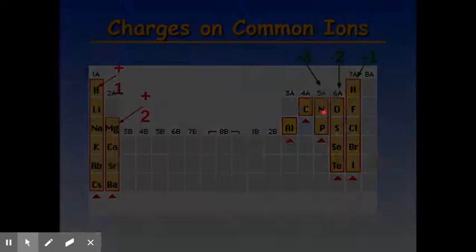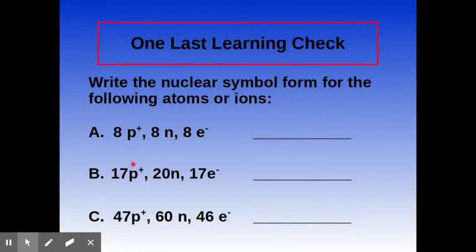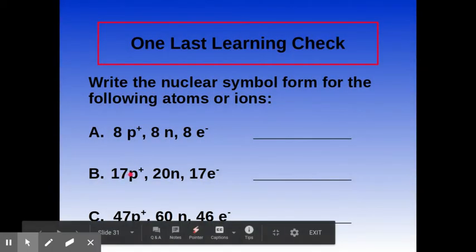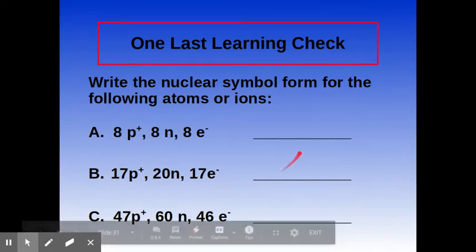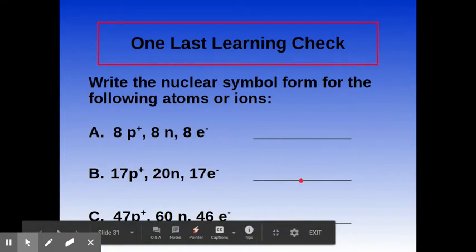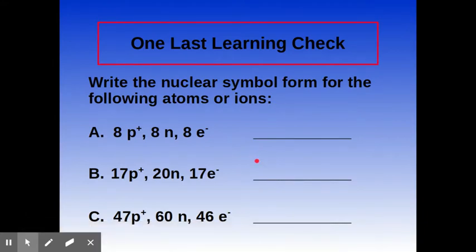Over here, we've got 17 protons, 20 neutrons, 17 electrons. So already I can be like, oh, no charge on this one. So I'm going to write my 17 down at the bottom like a subscript. Look up what's number 17. Oh, that's chlorine. So I'd write chlorine here. And then I'd put my mass at the top. So protons plus neutrons. So 37 up at the superscript.